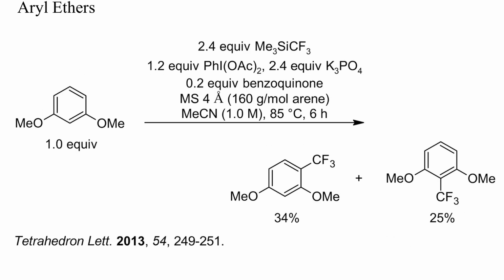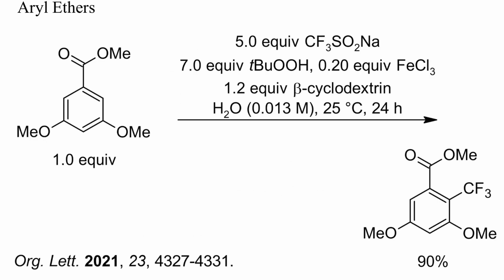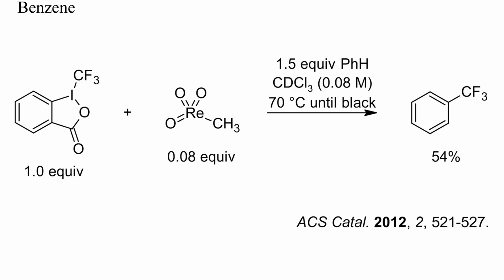Also, aryl ethers can be fluoroalkylated directly with fluoroalkyl radicals. Here, the latter were generated from a silane and diacetoxyiodobenzene as oxidant. The regioselectivity was poor in this instance. In this example, mainly one isomer was formed, and despite the large excess of radical precursor, the fluoroalkylation occurred only once. Benzene is less reactive than anilines, ethers, or alkyl benzenes.